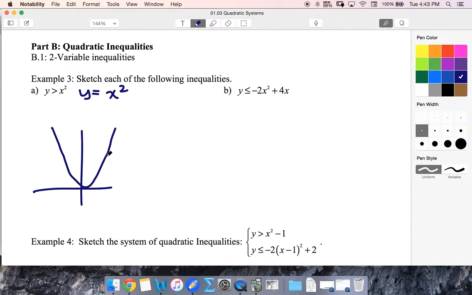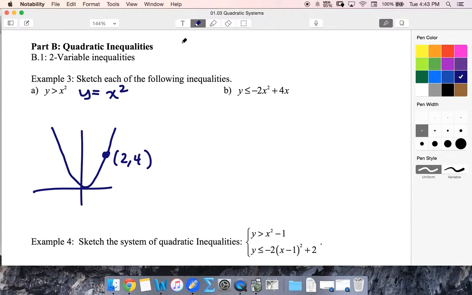Now I want all the y values to be greater than x squared. So if I think about this point, let's say that's 2, 4, I want my y values to be greater than 4, so I want everything above. So really what I'm going to end up shading is everything above this parabola, which really means everything inside the parabola.